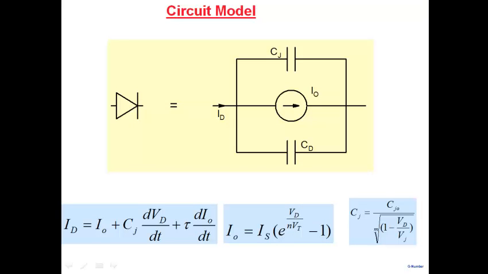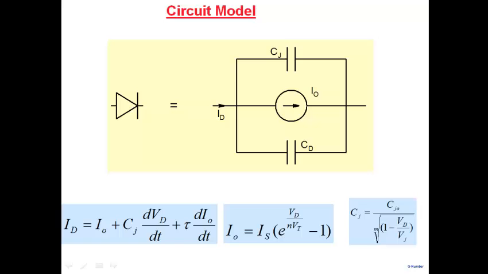Similarly, this is a circuit model. Eventually, you would like to use a PN junction diode in circuits, and in order to use it in circuits, you require a model, which we call a circuit model. And we have this particular model here, that there is this current I naught plus there is a junction capacitance or a depletion capacitance, and then there is another time-dependent term which comes about because of diffusion capacitance.